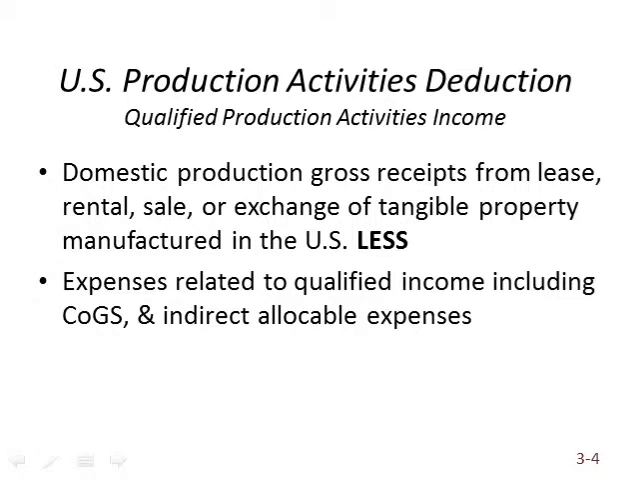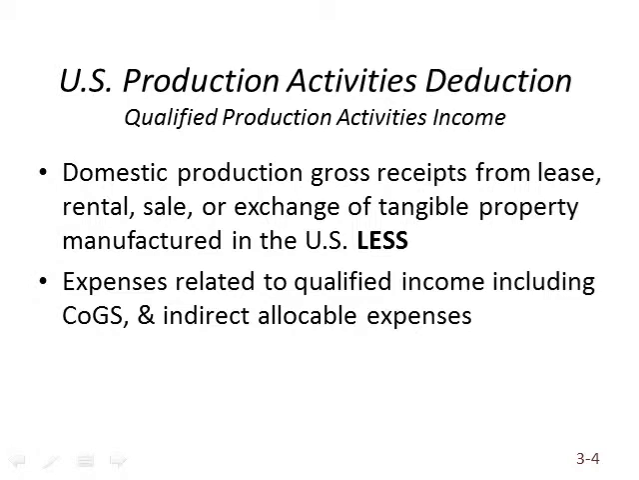It also includes receipts from construction that's performed in the United States, and it includes receipts from engineering or architectural services performed in the United States for construction projects in the United States. So you see, it can include gross receipts from a lot of different sources, and this makes sense when we think about the real purpose of this. It was the American Jobs Creation Act of 2004, and so the point of this is to incentivize companies to create jobs, essentially. So the gross receipts come from a wide range of industries.